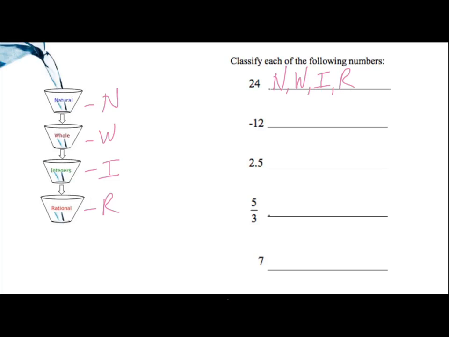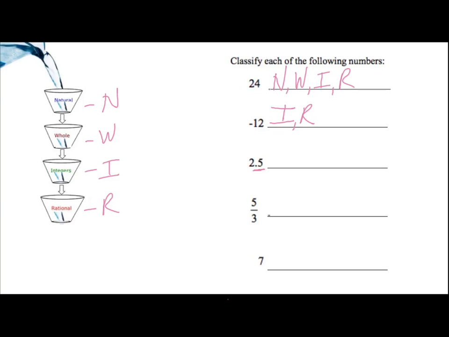What about negative 12? Would we count starting with negative 12 or using negative 12? Would we say there are negative 12 students in my class? No, so that means it's not a natural number. It's not a whole number because it's negative. Whole numbers have to be positive. It is, however, an integer because it is a negative number that is the opposite of a whole number. And it is rational. Since it is an integer, we know it's rational.